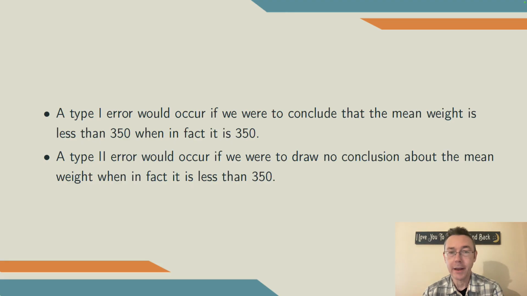So a type 1 error, or false positive, would occur when the null hypothesis is true, that is, the mean weight of the candy bars is 350 grams, but we conclude that it's not. We reject the null and conclude that the mean weight is less than 350 grams. A type 2 error would be if we drew no conclusion about the mean weight, when in fact the candy bars weighed less than 350 grams on average. So a false negative.